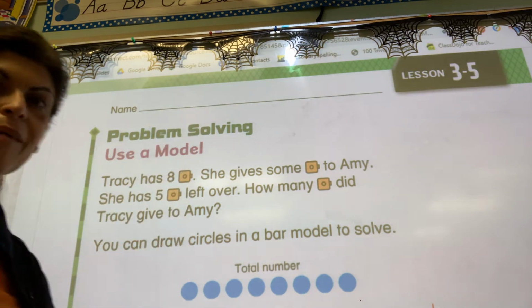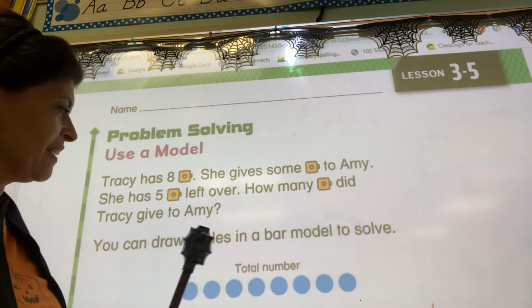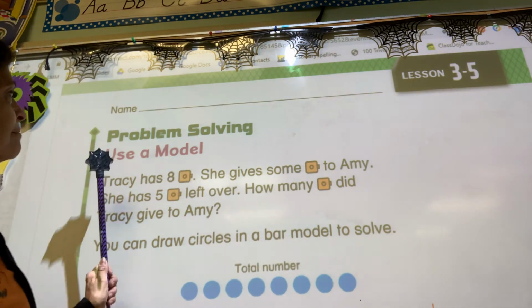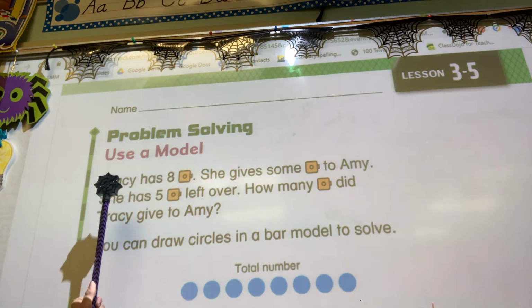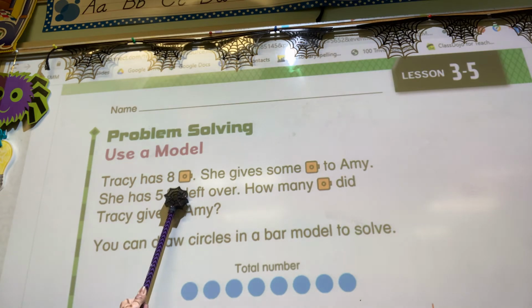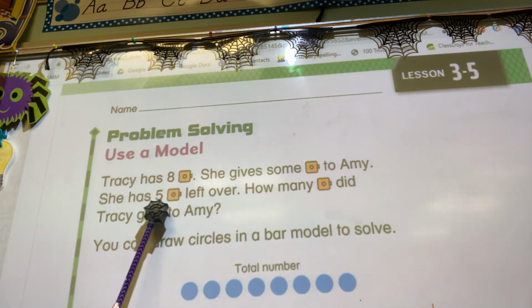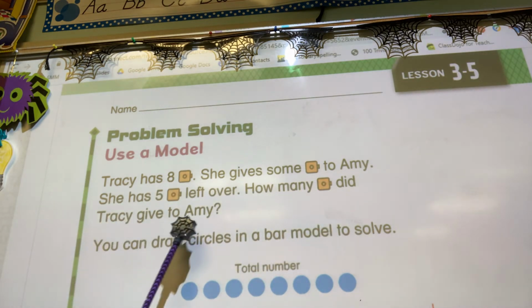Problem solving. How many of you have ever had a problem? We always have little problems, don't we? But these problems are fun because we're trying to figure out, it's like a puzzle. Use a model. So let's see what the problem says. Tracy has 8 cubes. She gives some cubes to Amy. She has 5 cubes left over. How many cubes did Tracy give to Amy?